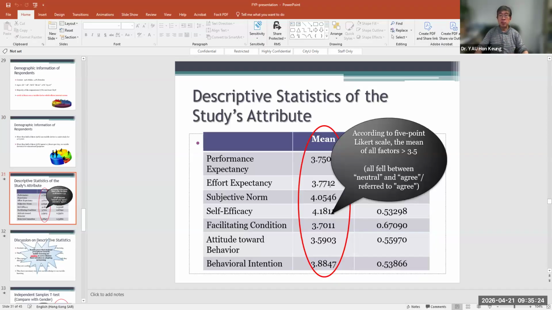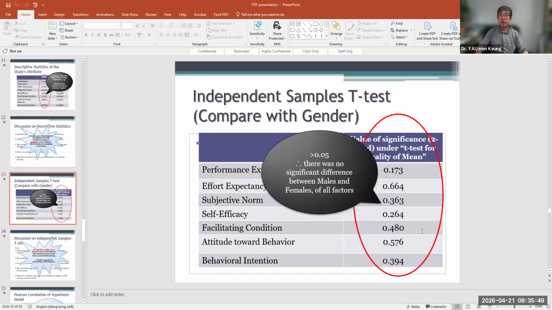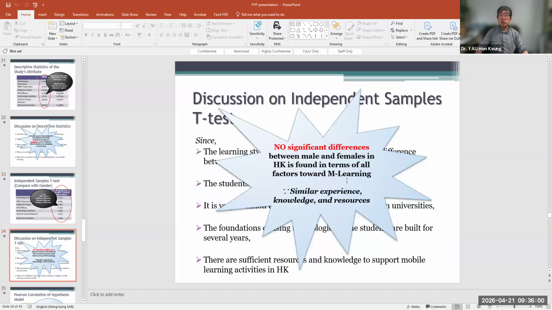This is the abstract, the mean value of the performance expectancy, effort, subjective norm, self-efficacy, facilitating conditions, attitude toward behavior, intention. So discussion. The results show that the perception toward mobile learning are positive. So actually, the value of significance is greater than 0.05. Okay, no significant difference between male and female.